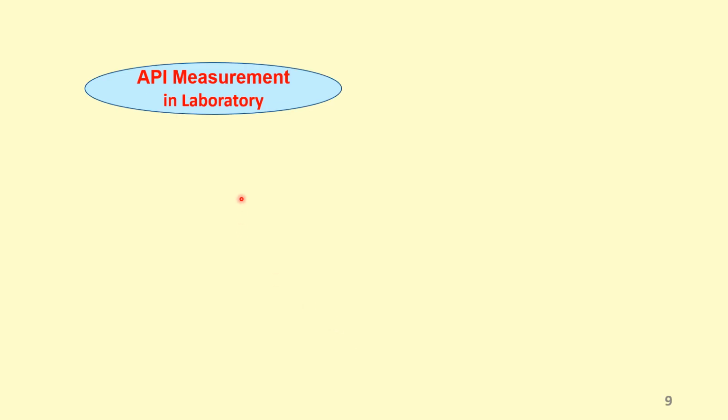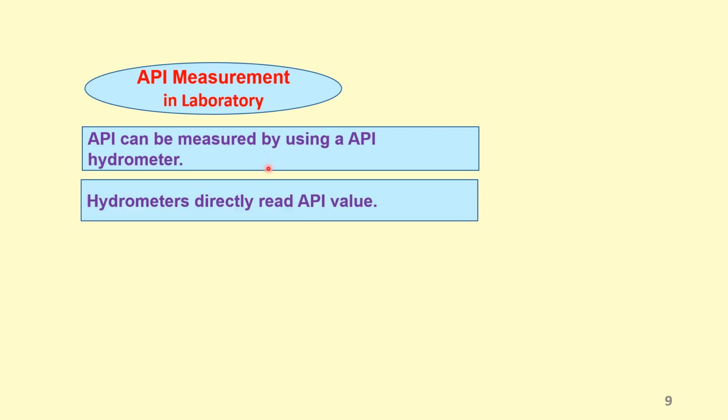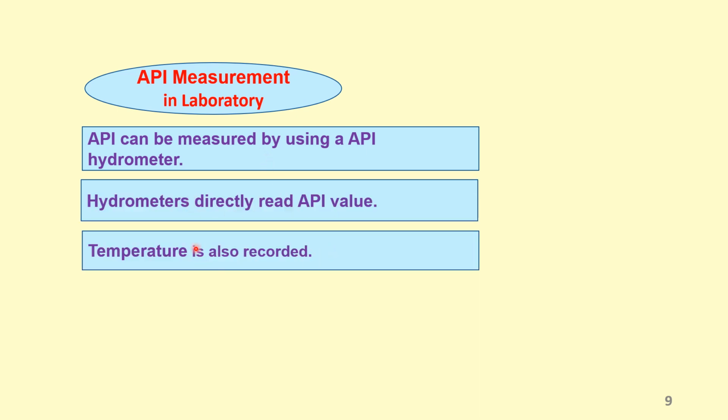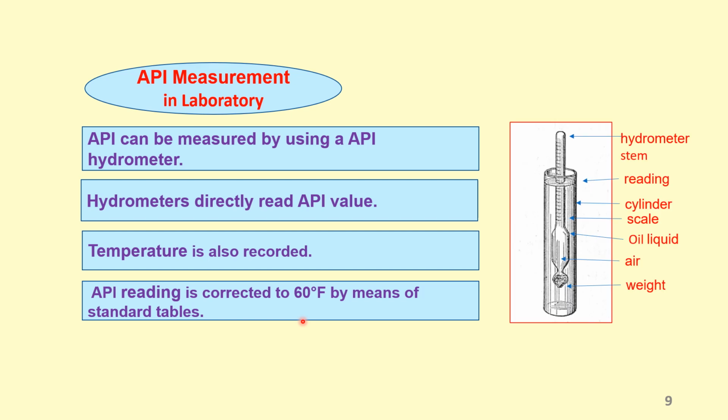API measurement in laboratory. API can be measured by using an API hydrometer. Hydrometers directly read the API value. Temperature is also recorded. The API reading is corrected to 60F by means of standard tables.